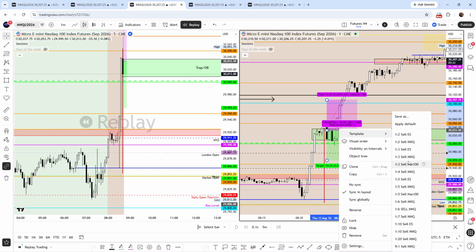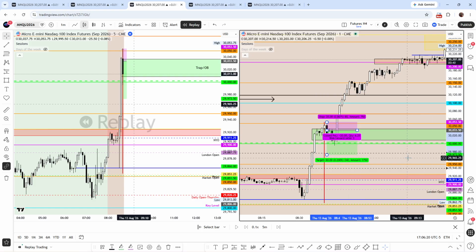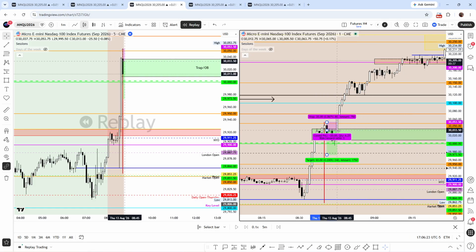Let's see here. So 1 to 3, 1 to 5. I was looking at it from here. And when price came up in that 42 to 43, I was looking to strike it, and I did strike this here with about a 20 handle risk.